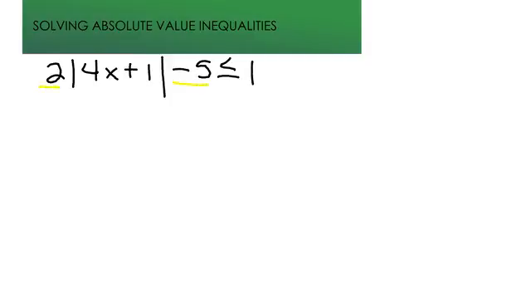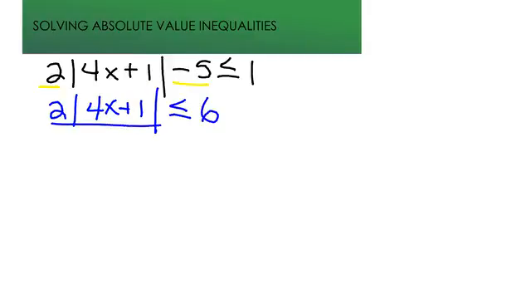this number and this number first before we can split it up into its positive and negative equations. So what I'm going to do is take the 5 and add it to the other side. If I add it to the other side, I get 6, and then I'm going to divide by 2. And that'll give me the absolute value of 4x plus 1. Everything except for the absolute value moves over to the other side.